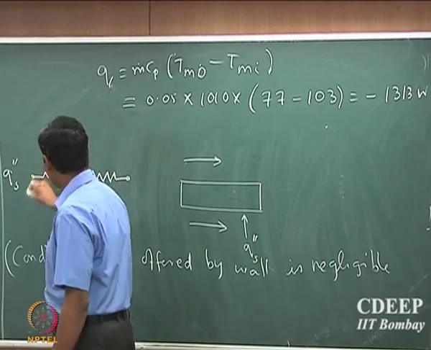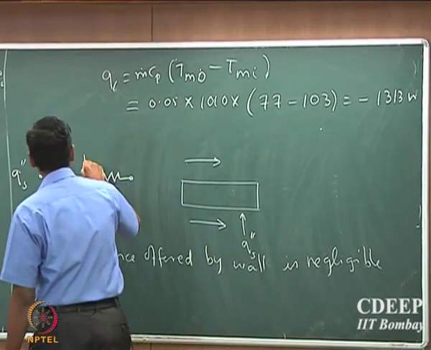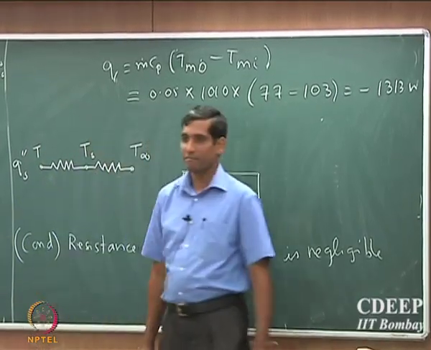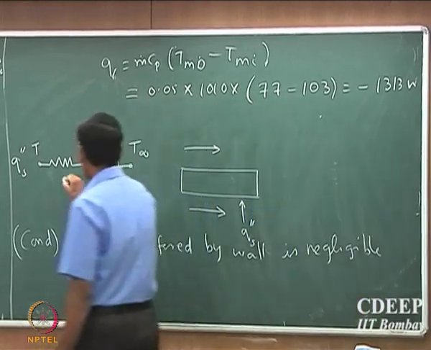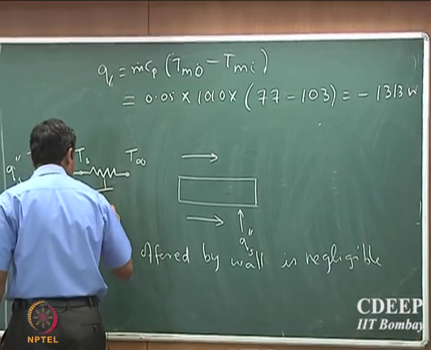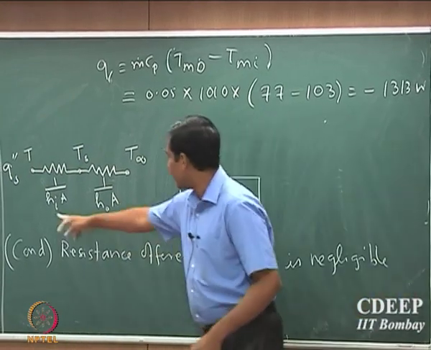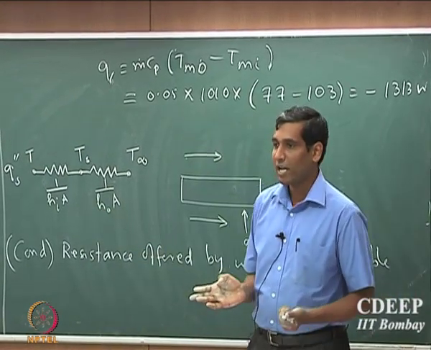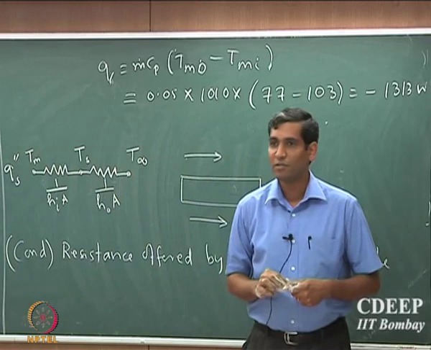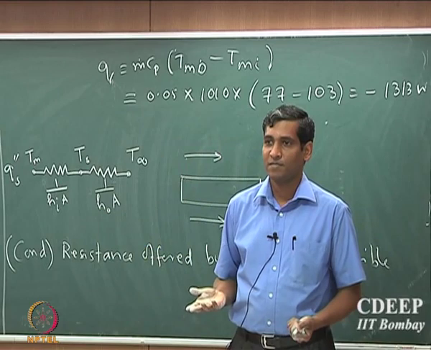And what's this resistance? This is the temperature inside the tube, this is the wall temperature, and this is the temperature of the fluid outside, and this is 1 by h inside into A, this is 1 by h outside into A. So that's the resistance. If we know the heat transport coefficient, I'm done, because I know the mixing cup temperature, which is the representative temperature here.